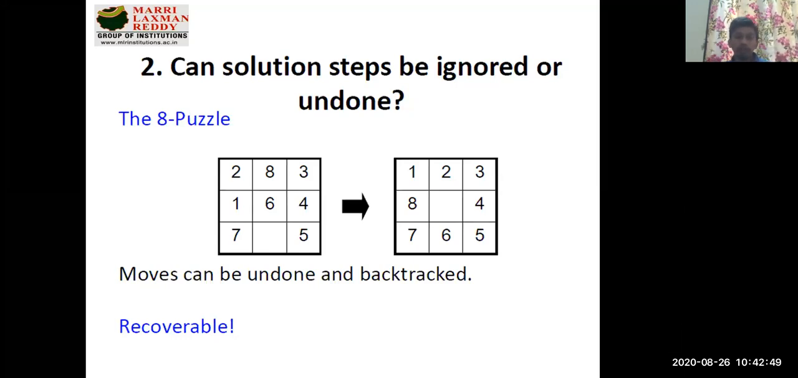You will have a grid of 9 boxes here, and one will be kept empty. Initially you can see numbers randomly arranged: 2, 8, 3, 1, 6, 4, 7, space, 5. Now the task is to arrange all of them in this order: 1, 2, 3, next 4, 5, 6, 7, 8, and the middle one should be kept empty. You can have different solutions here. You can use the empty space to move pieces up and down and finally get a solution. So moves can be undone and there is a possibility of backtracking. This is a solution you need to give by your own choice.